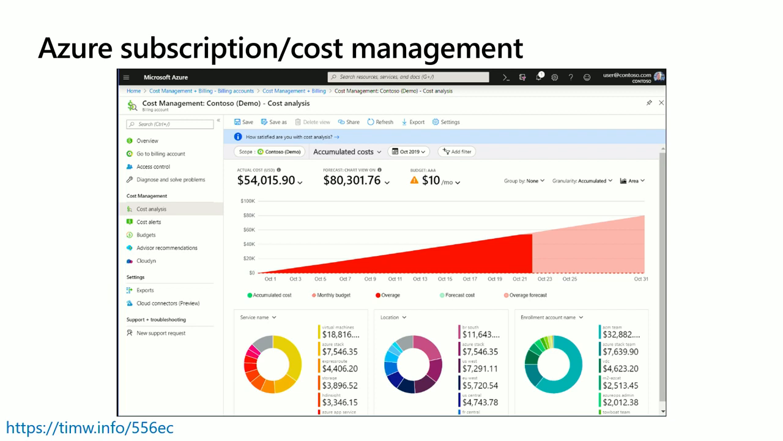This is a picture of the cost and subscription management blade in the Azure portal. Lots of important concepts here about where your money is going. Of course, it's a common fear of anybody starting an Azure subscription, deploying something, forgetting about it, and then getting a surprise at the end of the month. So it's important that you understand where to go to see where your spend is.